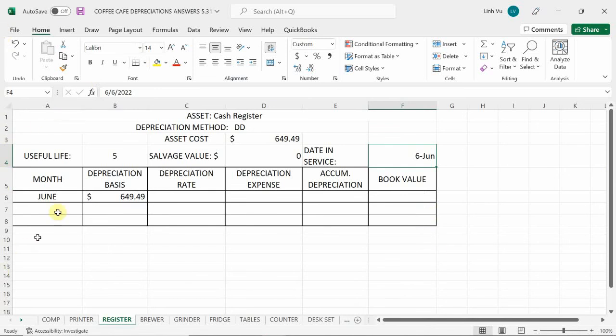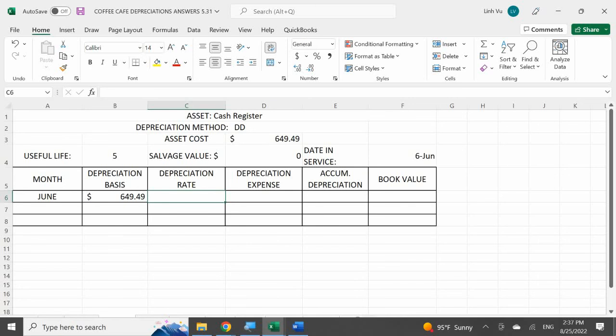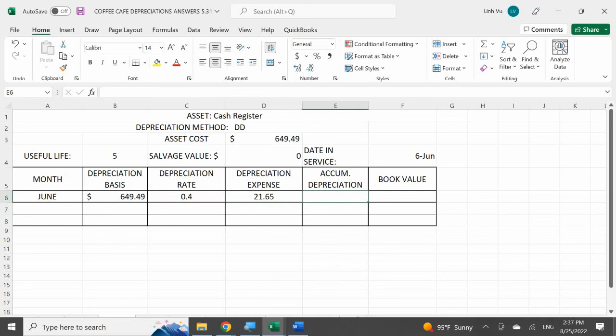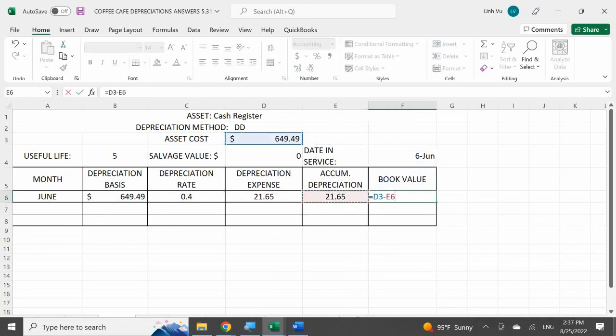So again, depreciation basis is going to be your asset cost. Okay, so what's my depreciation rate? It's still 1 divided by 5 times 2, so 40%. Okay. So in this case, what is my total depreciation expense for the month of June? 21.65. So then, what is my book value going to be? 627.84. Okay.